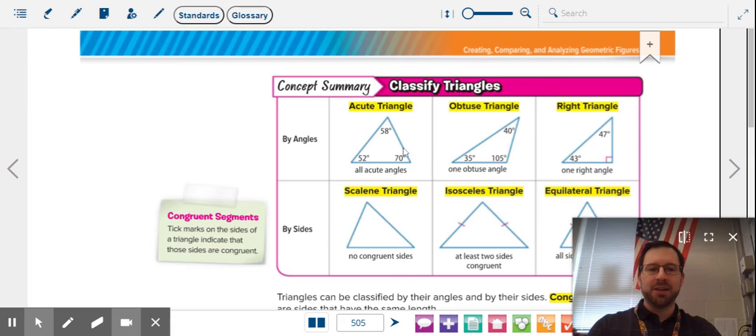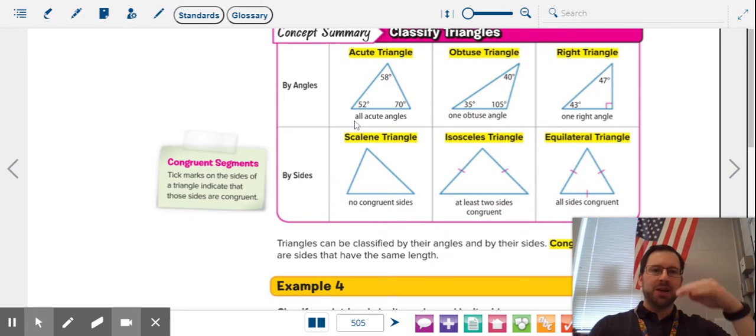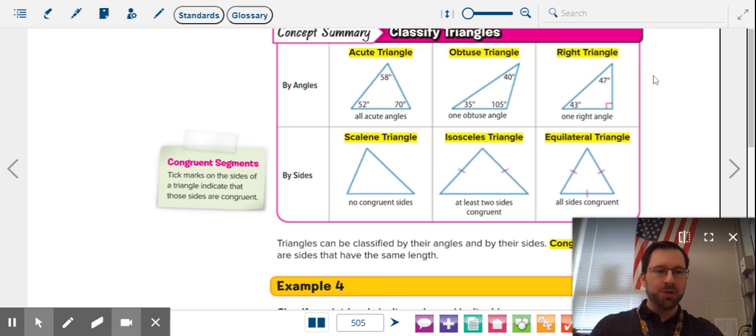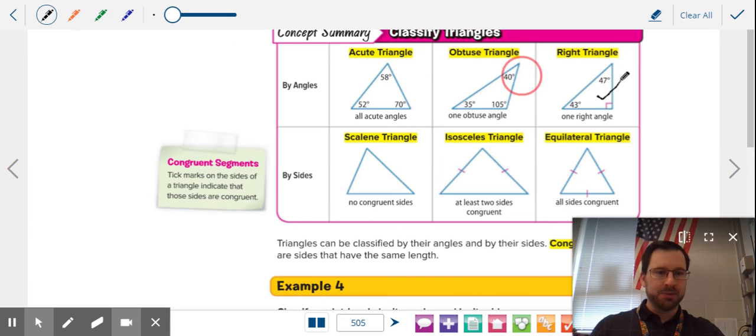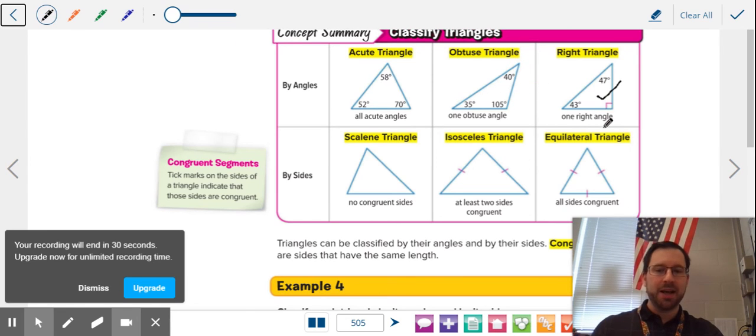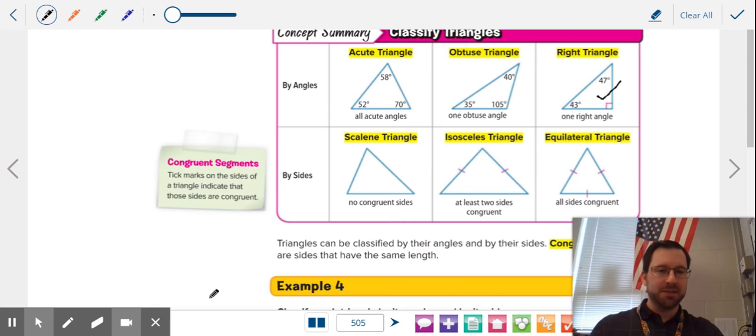Lastly, we're going to talk about how to classify triangles. There are 2 ways to classify: by the angles and by the sides. The key with the angles is look, are there any obtuse or right angles in there? Because if there's one right angle, it's a right triangle. They have to add up to 180, so you can't have 2 90s. 2 90s already equals 180, and then you don't have any room for the third.